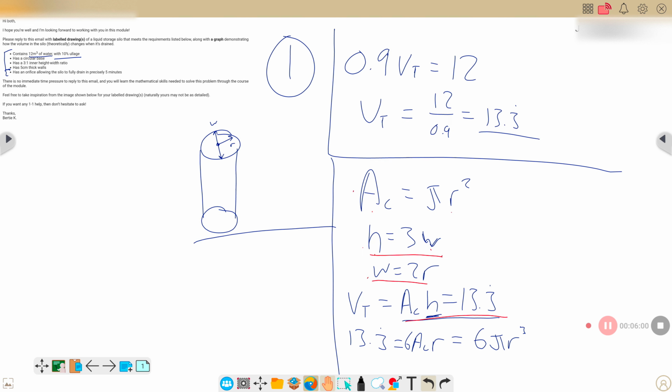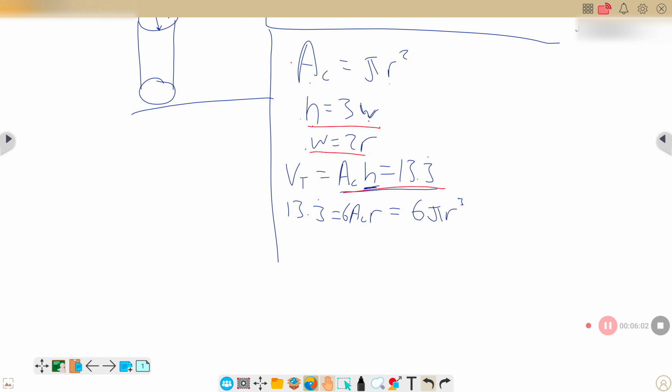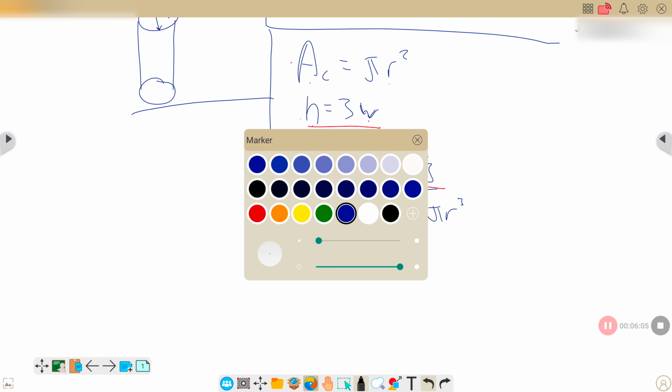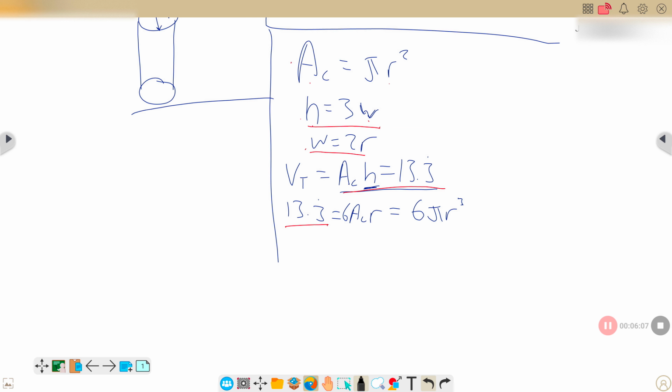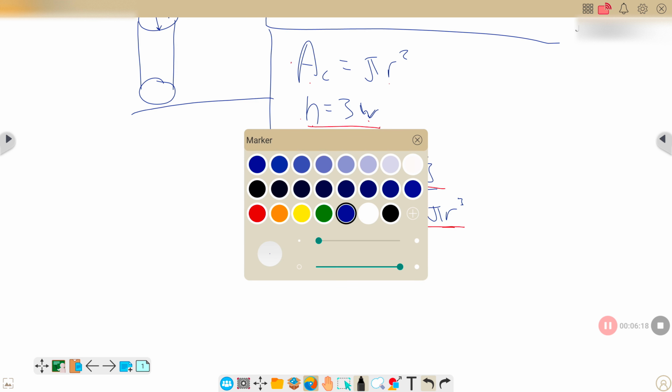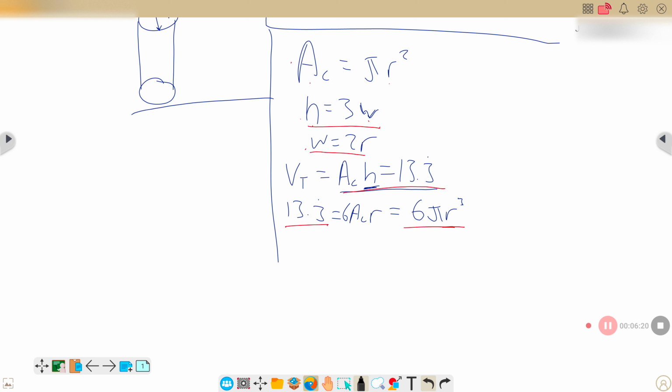Okay, so let's just bring this down. So 13.3 recurring is equal to 6 pi r cubed. So is this solvable now? Well, yes, because I have one unknown in it, right? Just r. So I can rearrange for r. So I can divide through by 6 pi and then cube root it all, and that will give me r is equal to the cube root of 13.3 recurring over 6 pi.